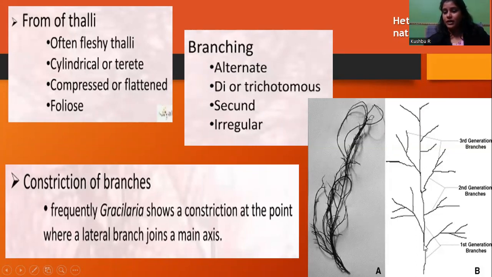The first branching from the main axis is a first generation branch, and the branching that occurs from the first generation branching is called the secondary generation branching, and from that comes the third generation branching. The branching can be alternate, or dichotomous. It can also be irregular at times, but the lateral branches are always attached directly or indirectly to the main axis. Thalli are thick, fleshy, cylindrical or terete. They may have compressed or flattened thalli.